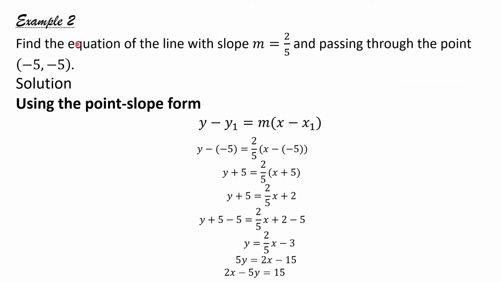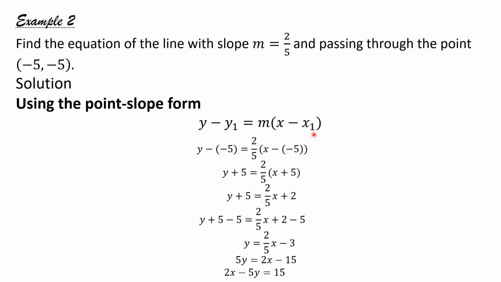Okay, so let's have here our example number 2. Find the equation of a line with slope m equals 2/5 and passing through the point negative 5, negative 5. So for the solution, we will be using the point-slope form since we are given the point negative 5, negative 5, and the slope 2/5. That's why we use the point-slope form.